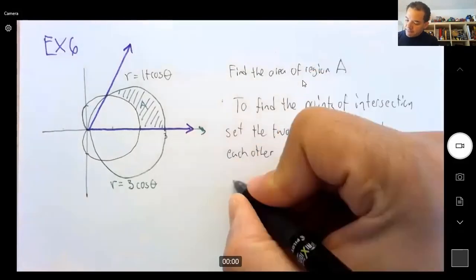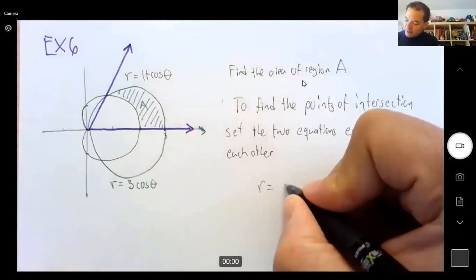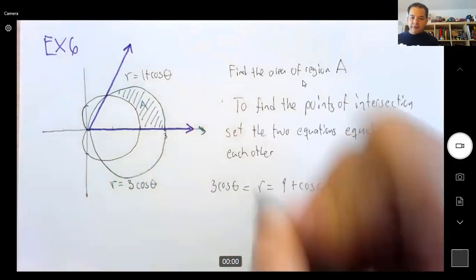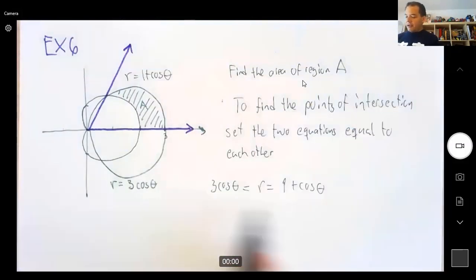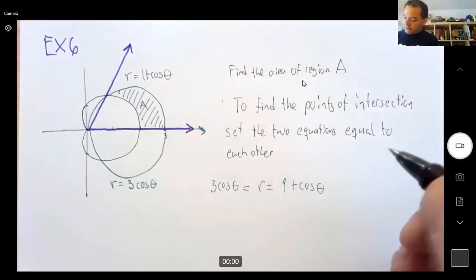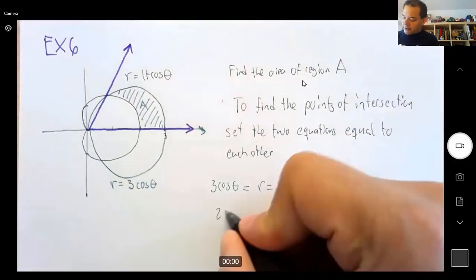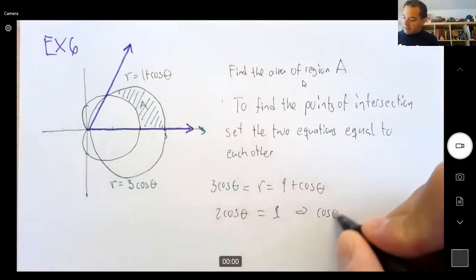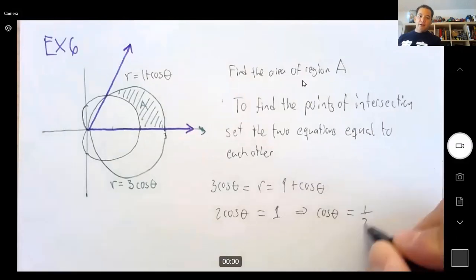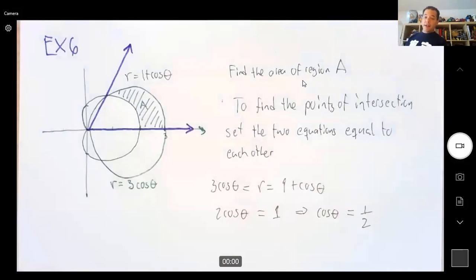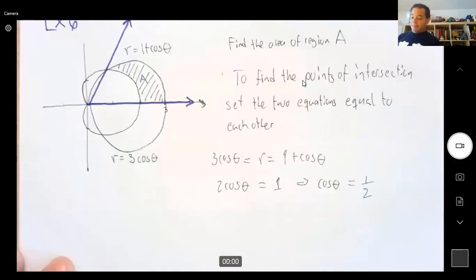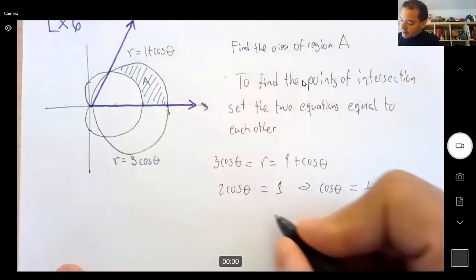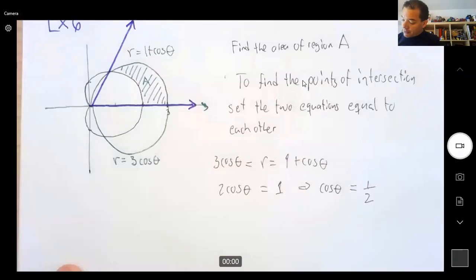And so that would be 1 plus cosine theta and 3 cosine theta, right? And then we can solve for theta here. Putting the cosine this way, it will be 2 cosine theta equals 1, or cosine theta equals 1/2. And then you ask yourself, what are the angles that have a cosine of 1/2? And the answer is 60 degrees, right? Or pi over 3.